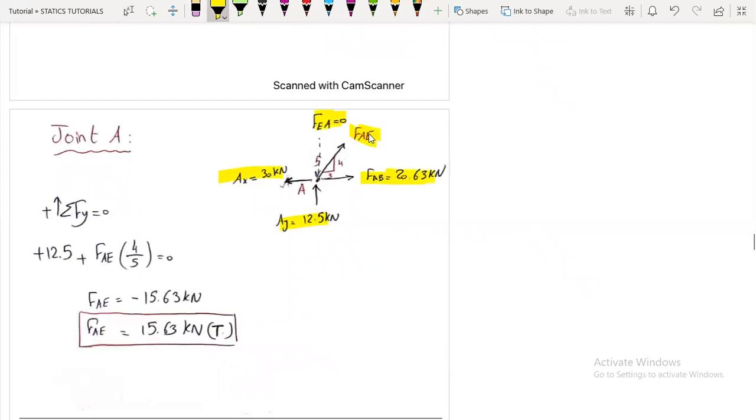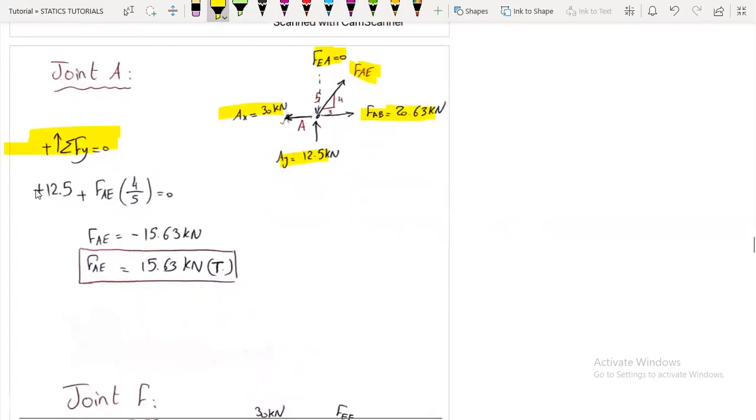So FAE, taking the summation of forces in the y direction, we will have plus 12.5 plus 12.5 plus FAE times 4 over 5 equals 0. So FAE will be negative. Sorry, here I made a mistake. Here it is a compression force because we have assumed it to be tensile, and it's negative. So it is a compression force.